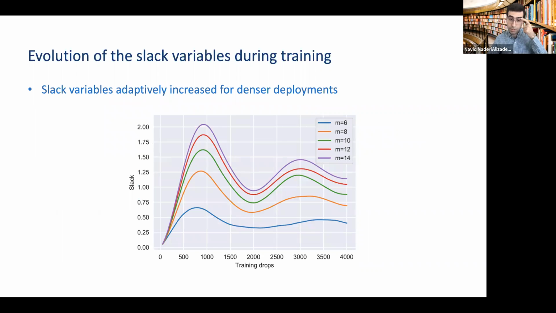So just to show you a quick set of results. First here is the evolution of how the slack variable is evolving during training. On the x-axis, we have the training drops, and on the y-axis, we have the value of the slack variable for the minimum capacity constraints. And again, if you increase the slack, that means that you're relaxing the minimum capacity constraint, and that's exactly what's happening. So the blue curve here is for m equal to 6.